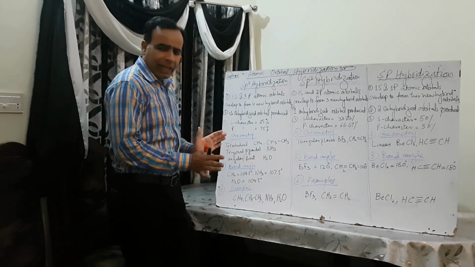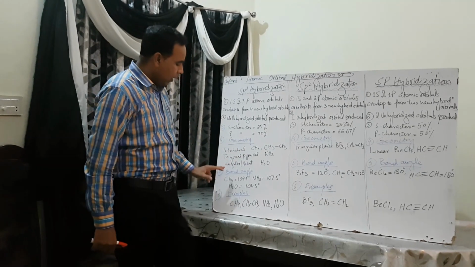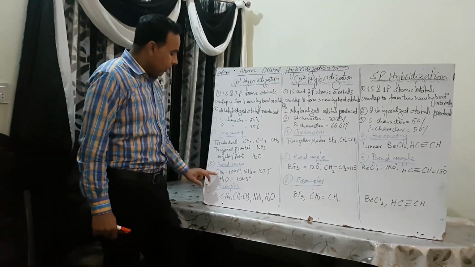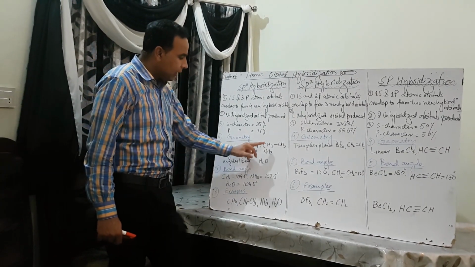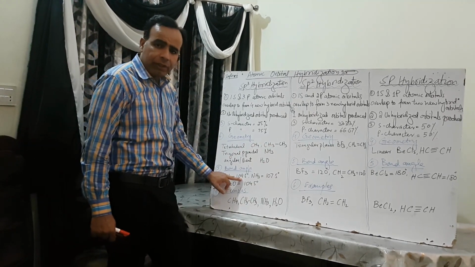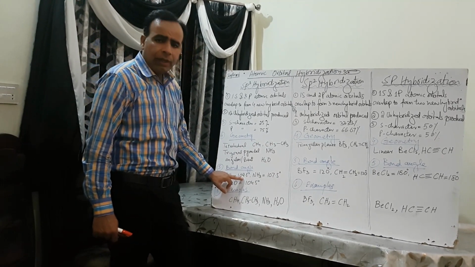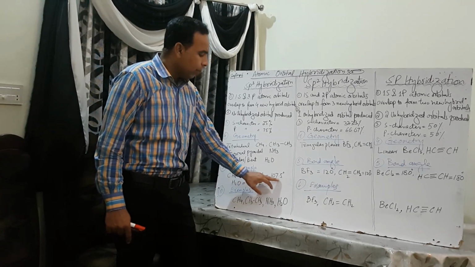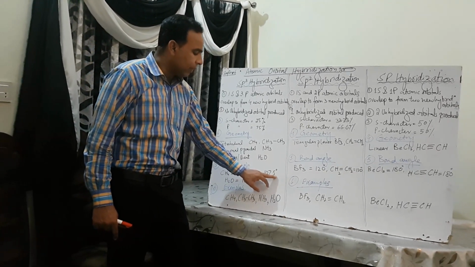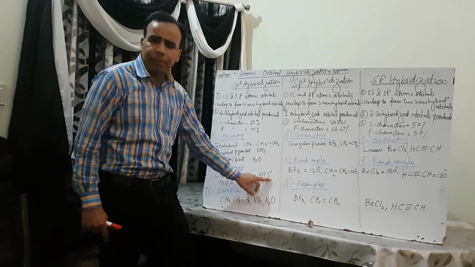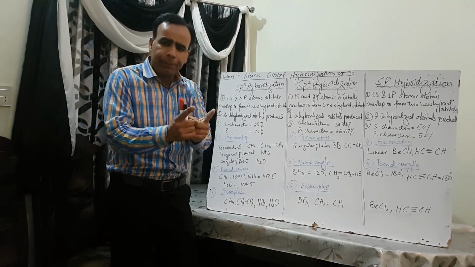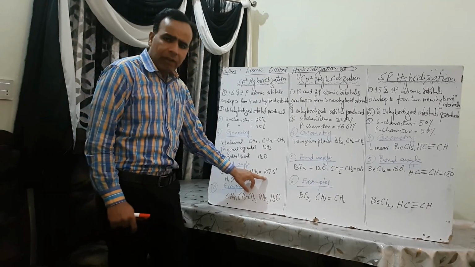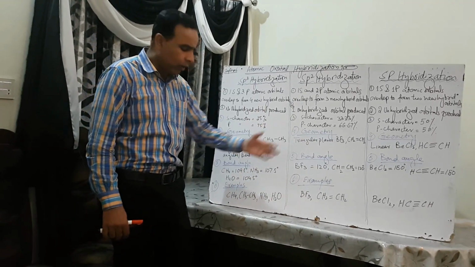Now I will tell you the bond angle. The bond angle of methane or ethane is 109.5 degrees. In the case of ammonia, the bond angle is 107.5 because of the repulsion of bond pair and lone pair. Its bond angle will be reduced. I will tell you later on.